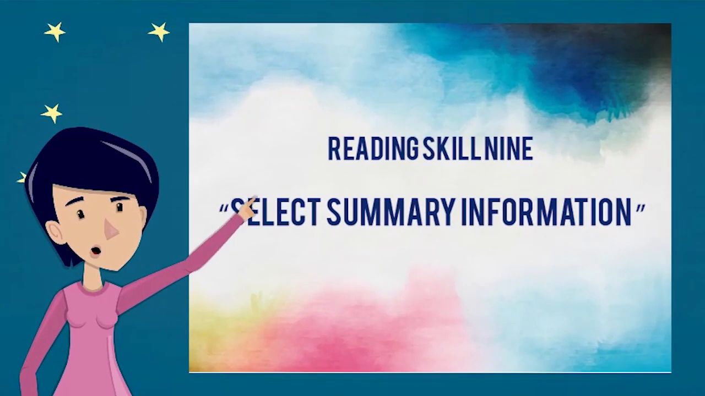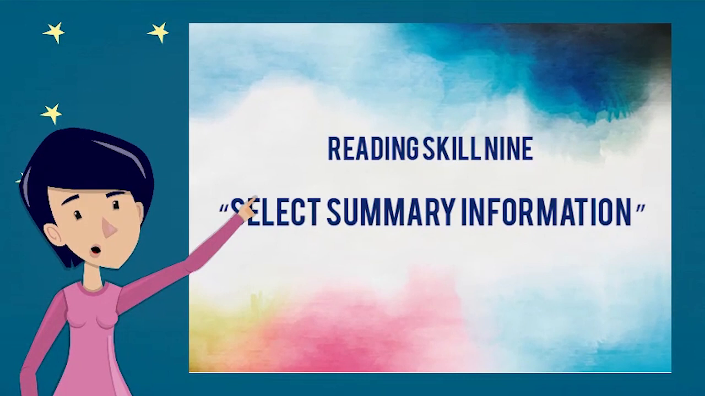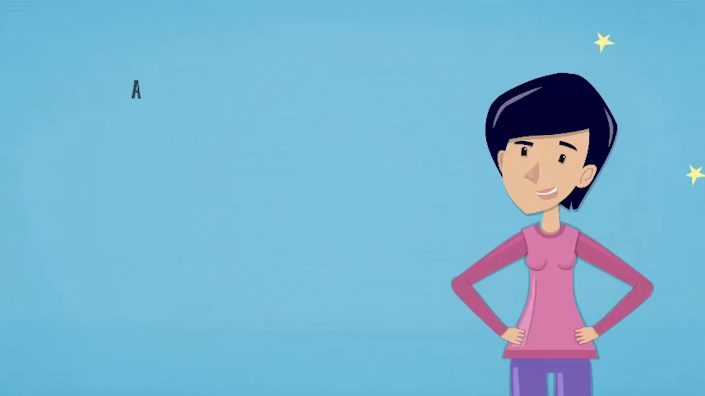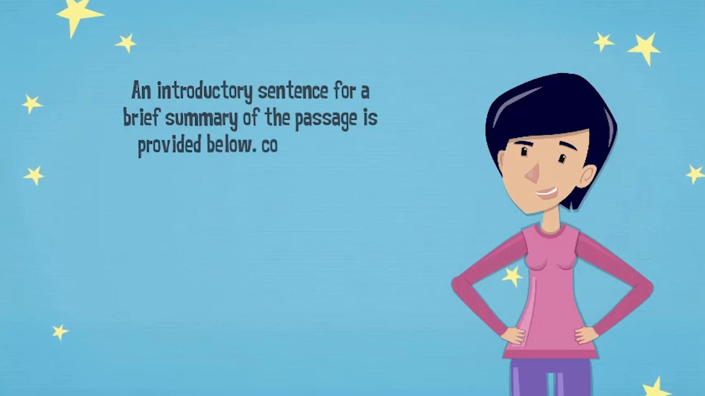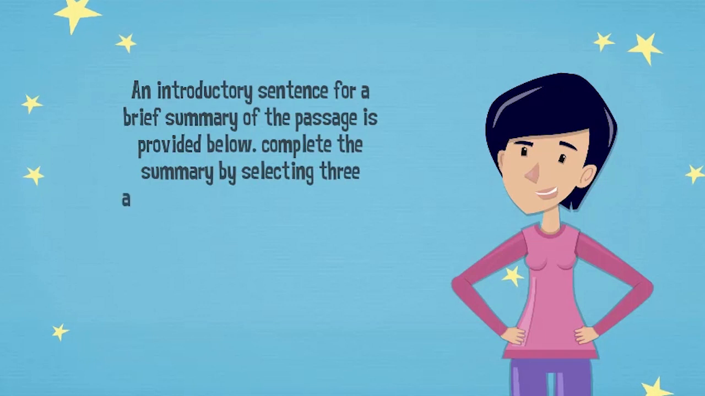Okay, the next kind of question is summary chart. Reading skill 9. Select summary information. You will find from 0 to 2 questions like this. It measures your ability to recognize and decide what main and supporting ideas could be included in a summary about the text given to you. It is easy to recognize.